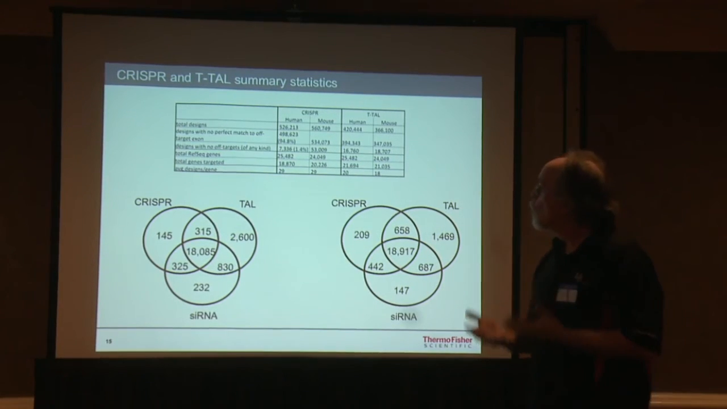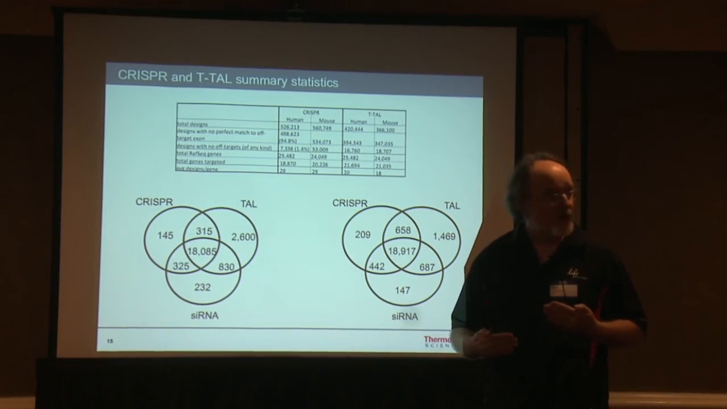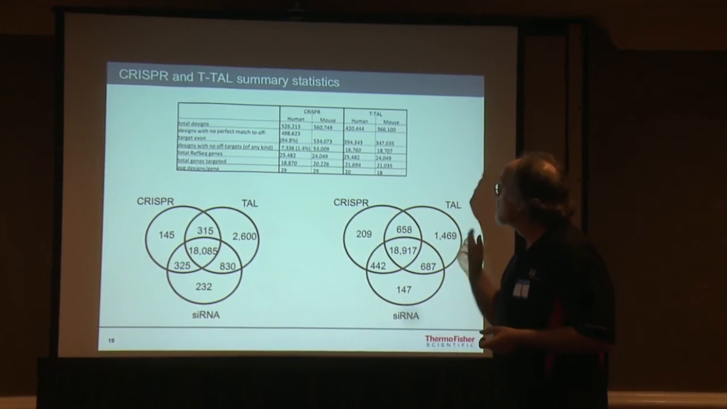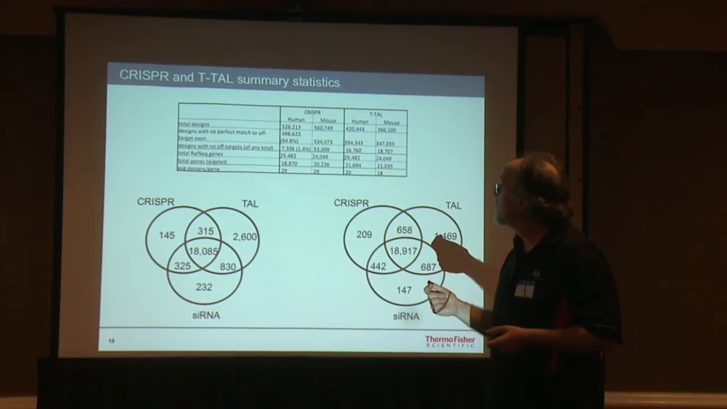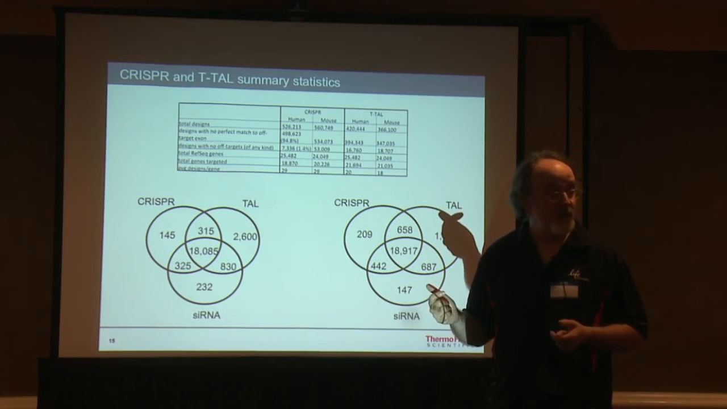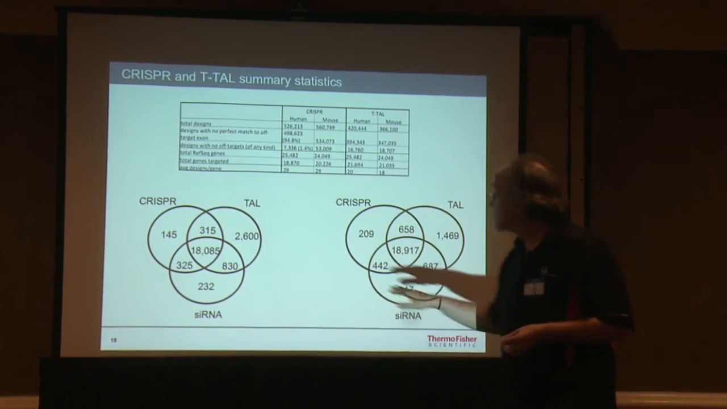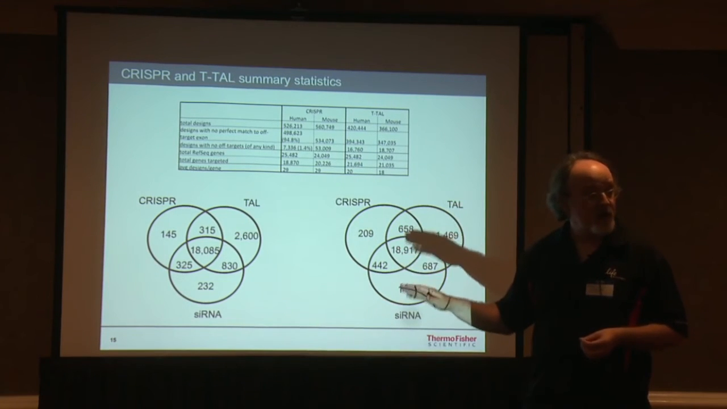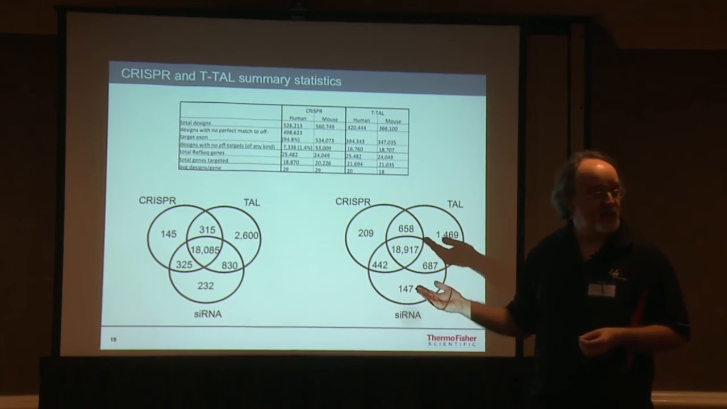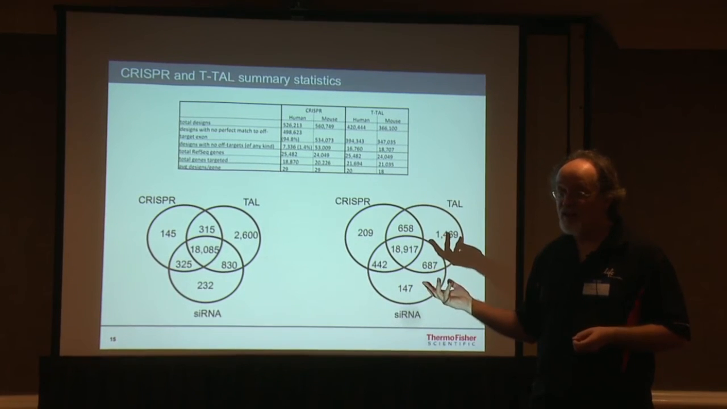As we go through our pipeline, we then built up a database of possible designs we could actually use. What you can see here is in the human and in the mouse, we have approximately 400 to 500,000 possible designs that pass all of our screening criteria. Of those designs, CRISPRs and TALs approximately have 18,000 different designs which are in common. We can hit 18,000 genes.